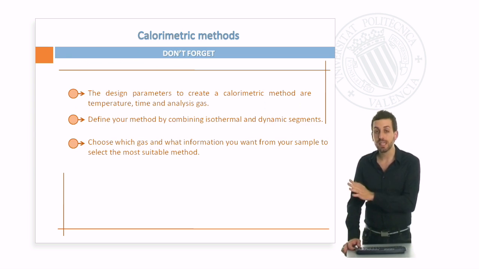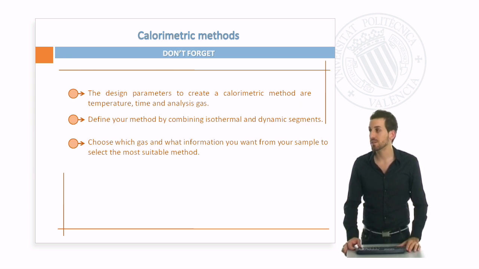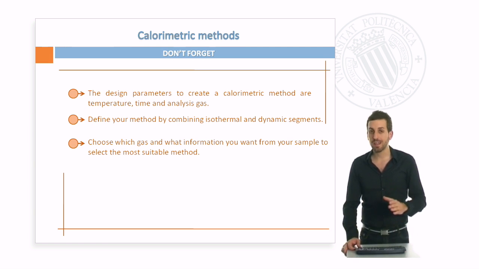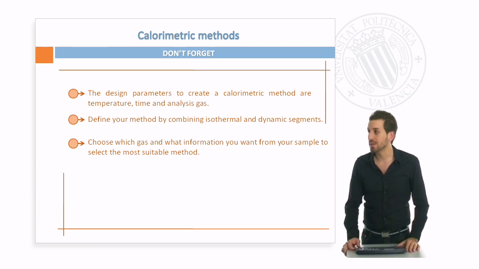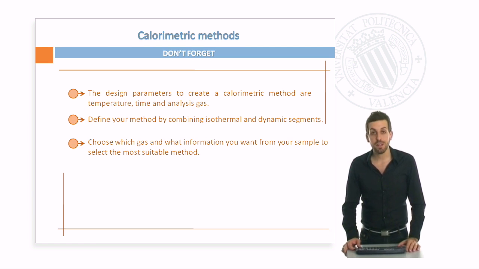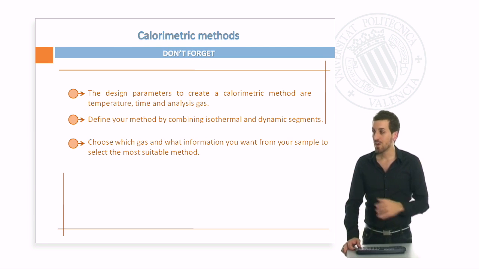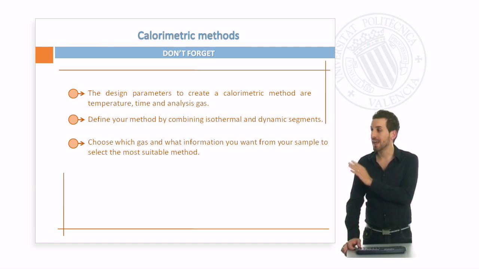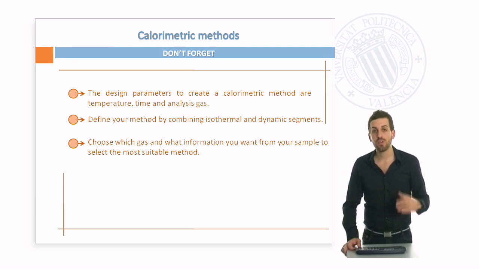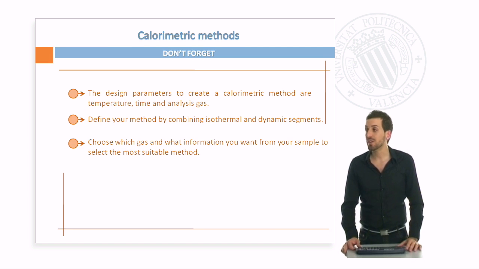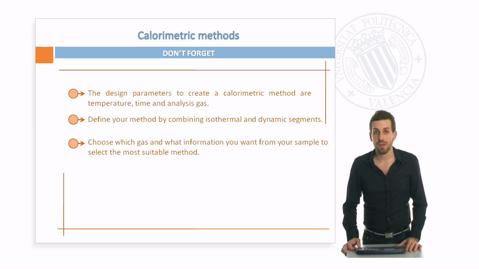Remember everything we have seen through all this presentation. First of all, we have shown which are the design parameters in order to create reliable and suitable calorimetric methods. These parameters are temperature, time and analysis gas. Then we have seen how by the combination of isothermal and dynamic segments you can define your best method. And then you have to choose which gas and what information you want from your sample in order to select the most suitable method.